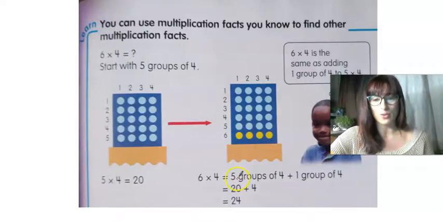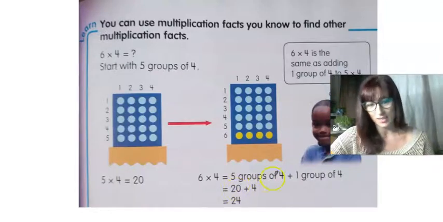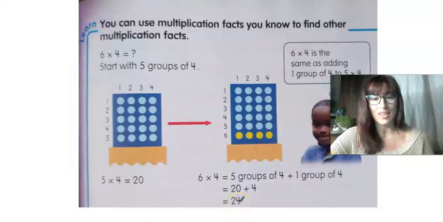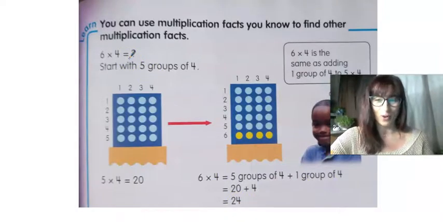So I'm just going to add one group of 4 to the 5 groups of 4, and I will learn that 20 plus 4 is 24. And so the answer to 6 multiplied by 4 is 24. You see how I did it by using my best friend for today's lesson, 5 multiplied by 4. Awesome. So this is how you do it.